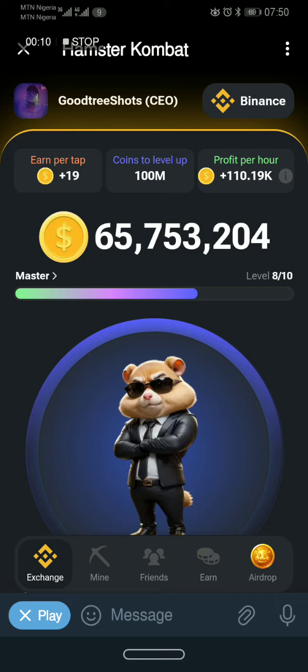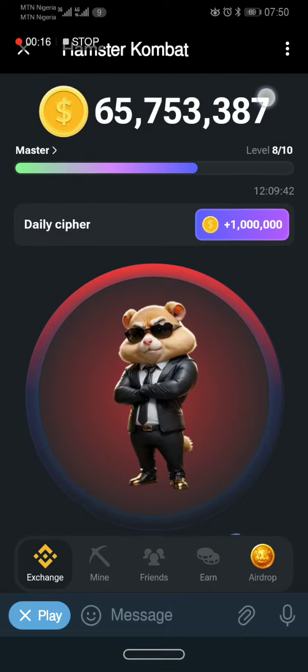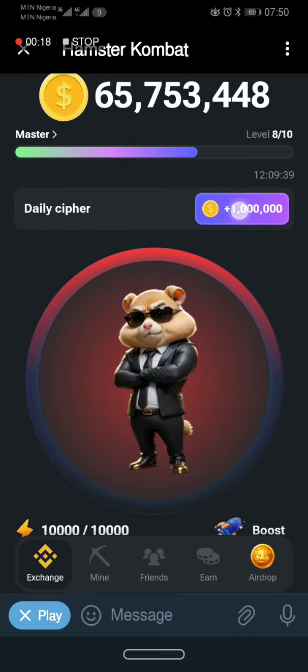First, you click on this tab 3 times, 1, 2, 3. Then your screen turns this way. So what you're looking for is how to get this. The daily cipher today is Ethereum.